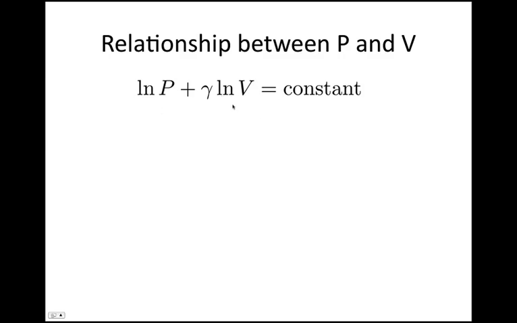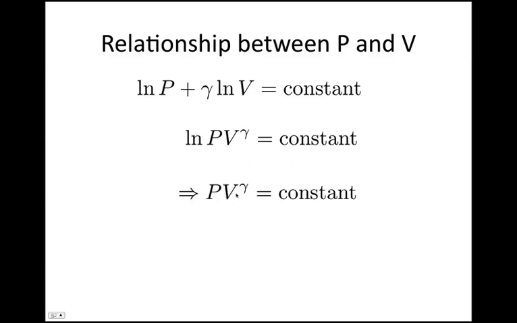Okay, now we're going to apply our log rules. We can write this expression here as log V to the power of gamma, and then log P plus log V to the power of gamma. Adding two logs, we can multiply the things within the logs. So we have log PV to the gamma is constant. Now we'll raise e to the power of this side and to the power of this side to get rid of our log. We have PV to the gamma is equal to some constant. This constant is a different constant to the constant here, but they're both constants.